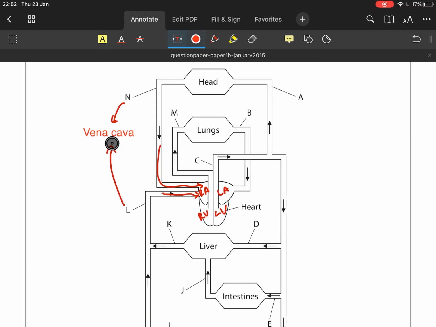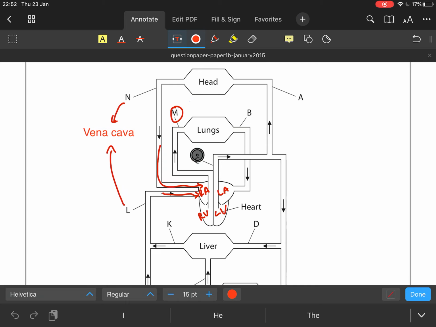We can label up a couple of other of these. So this blood vessel here, if we're orientating ourselves, is going to be M. M is coming away from the right ventricle. It's going to the lungs. It's the pulmonary artery. B, carrying the blood from the lungs towards the heart, towards the left atrium. That's going to be the pulmonary vein. Veins go towards the heart, arteries away.